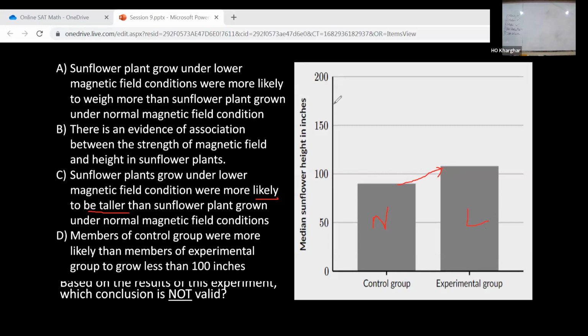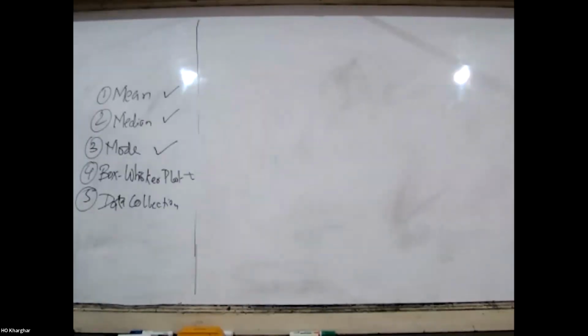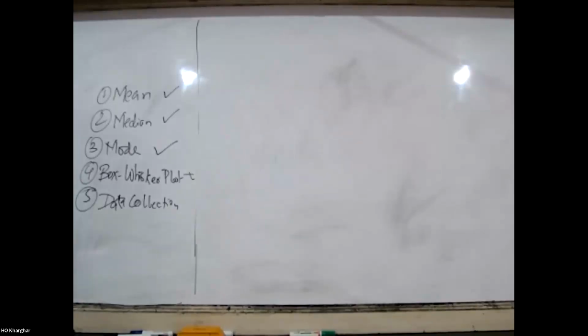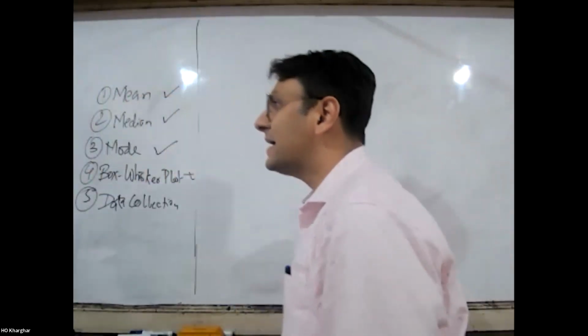Right? Let's look at A. Sunflower plants grown under magnetic field conditions are more likely to weigh more. Yeah, that's the problem. It's not about their weight, it's about their height. And hence the answer is A. This is not valid. Right? Okay. Let's go to one last problem, and you have this international flight question.